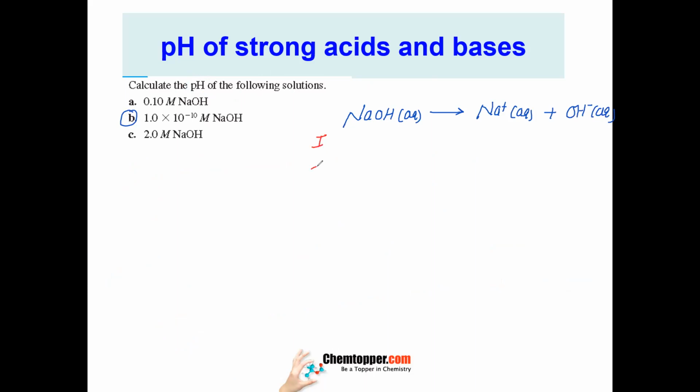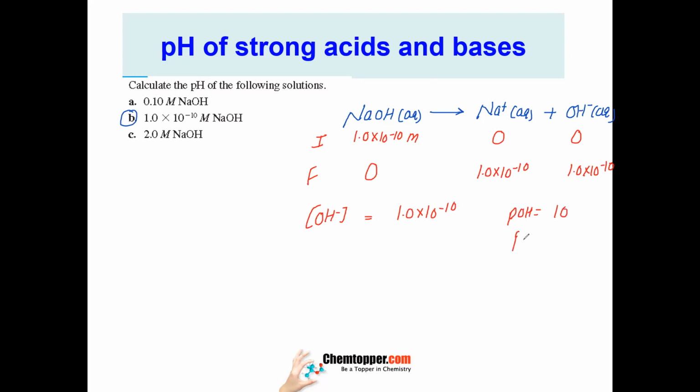Initial, final: it is a strong base, 1.0 times 10 raised to power minus 10 molar. Na plus 0, OH minus 0 initially. That we know how to do. And what's the pOH? Can you get the pOH, children? Concentration of OH minus is 1.0 times 10 raised to power minus 10. What's the pOH? What's the pH?